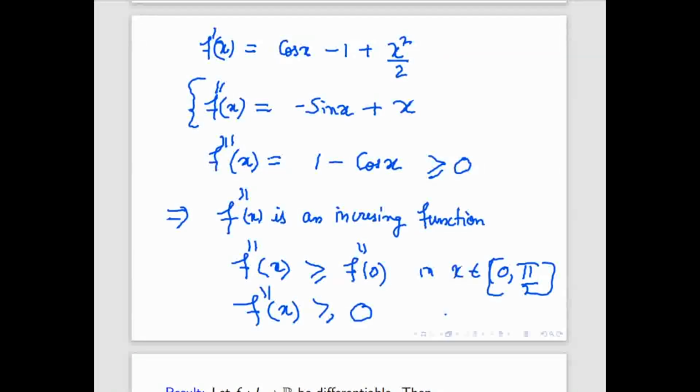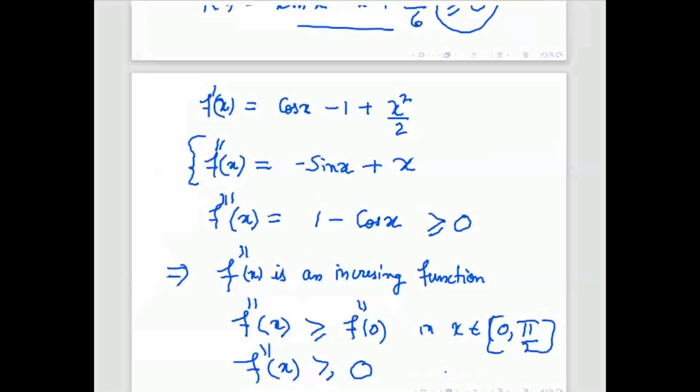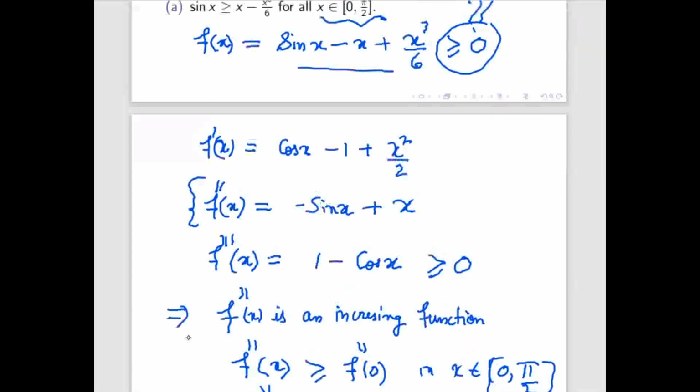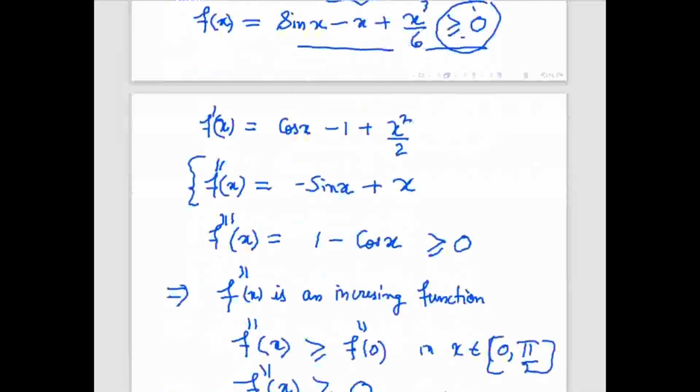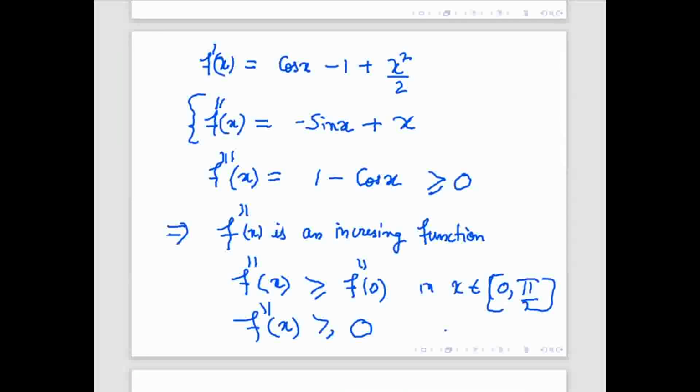If this is greater than or equal to 0, by the same logic we applied on the third derivative, f dash is an increasing function. Then f dash x is also greater than f dash 0. And what is f dash 0? That is also 0. So f dash is increasing, and that means f is an increasing function, meaning it is greater than 0. So we are done. First we started from the third derivative, we reached the second derivative, then the first derivative, and then f is also increasing.